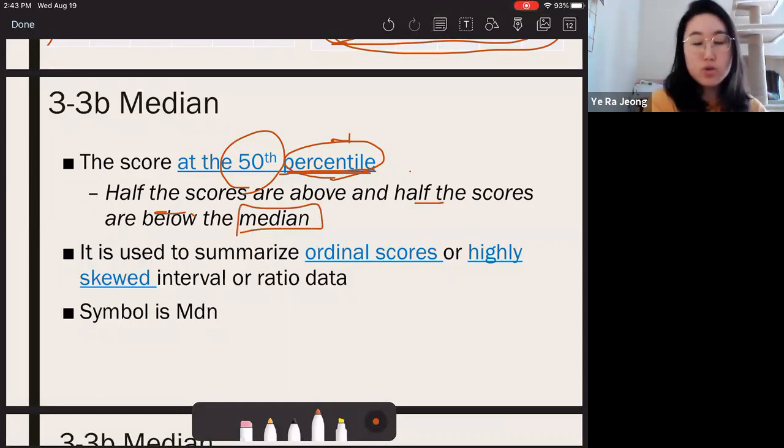And median is used for scores that are ordinal. Remember, ordinal scores have ranks, but not necessarily equal distance from one another. Or even when you have interval or ratio data, if they are highly skewed, either positively or negatively, you have to report the median. We'll discuss why that's the case in a second. The symbol for median looks like this.